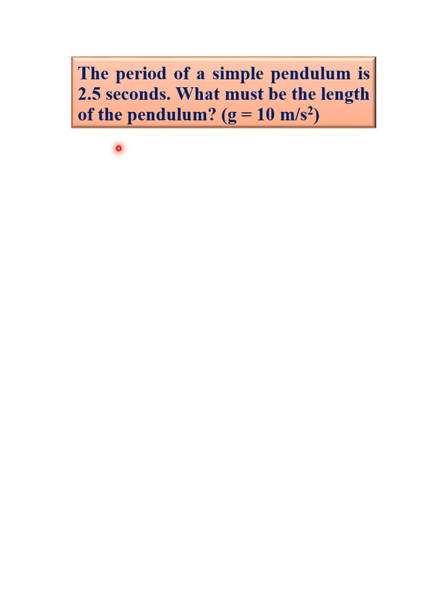We have a simple question here that says, the period of a simple pendulum is 2.5 seconds. What must be the length of the pendulum? Take g equals 10 meters per second squared. We are given the period T of a simple pendulum to be 2.5 seconds, and we are to calculate the length of the pendulum.